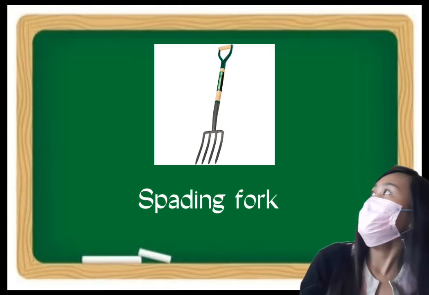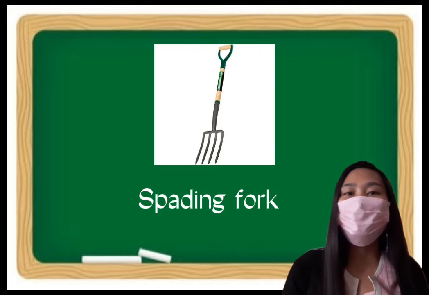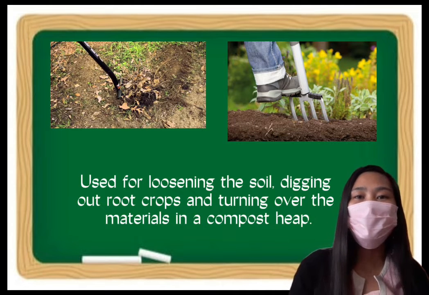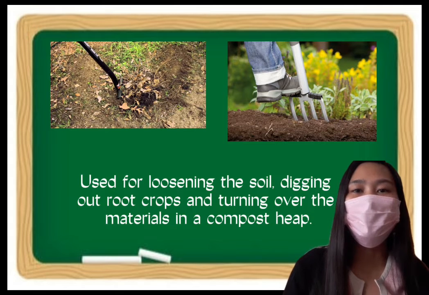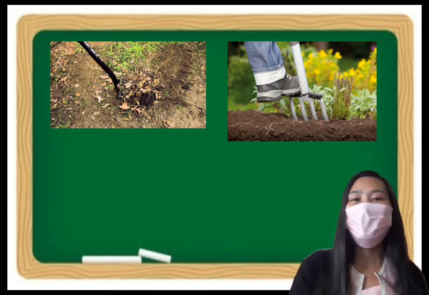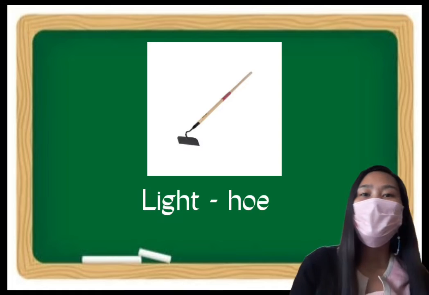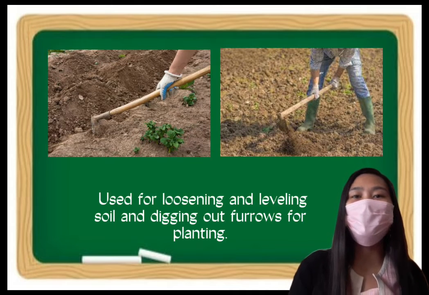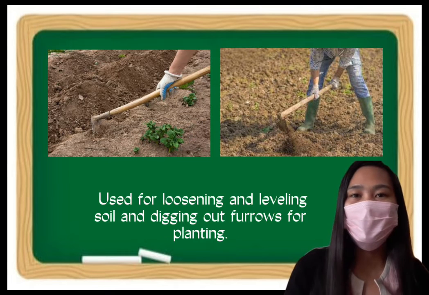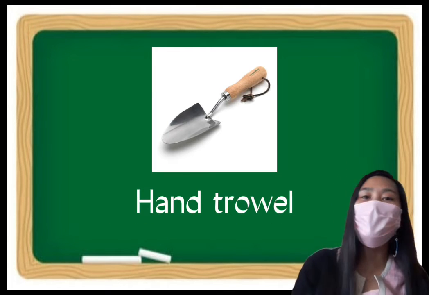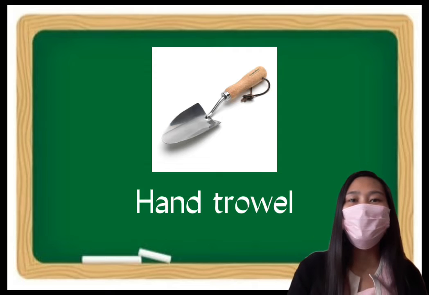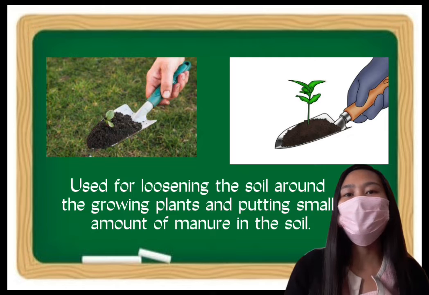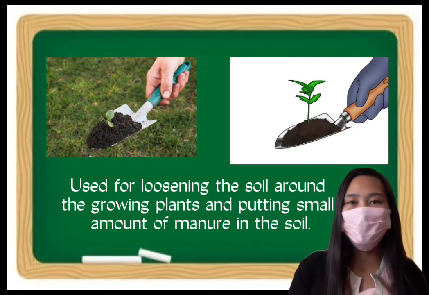And this is number 8, spading fork. Spading fork is used for loosening the topsoils, digging out root crops, and turning over the materials in a compost heap. Okay, this is number 9, lip hoe. It's used for loosening and leveling soils and digging out furrows for planting. Okay, this is number 10, the hand trowel. Hand trowel is used for loosening the soils around the growing plants and putting a small amount of manure in the soil.